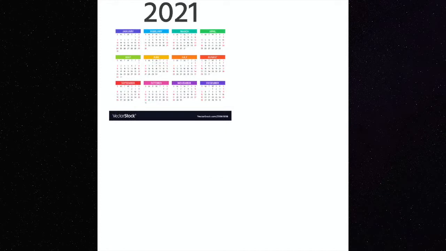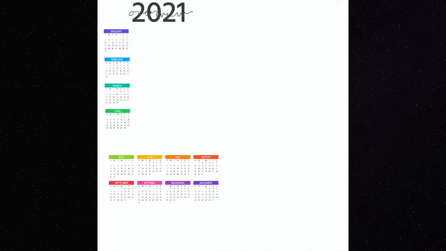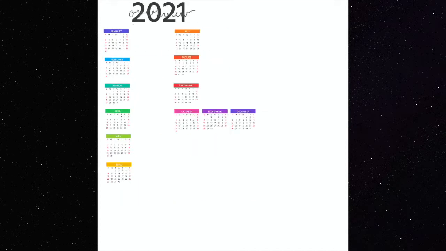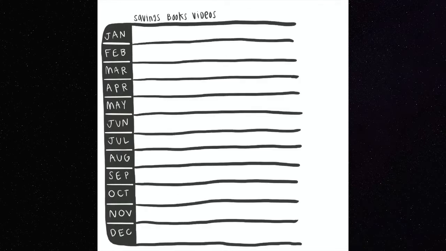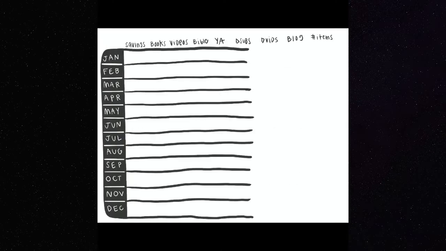Here is the yearly overview. I just took a picture from the internet and then I just moved it around. And this is my small milestone spread. I used a gratitude layout and then I extended it so that it could include everything that I wanted.